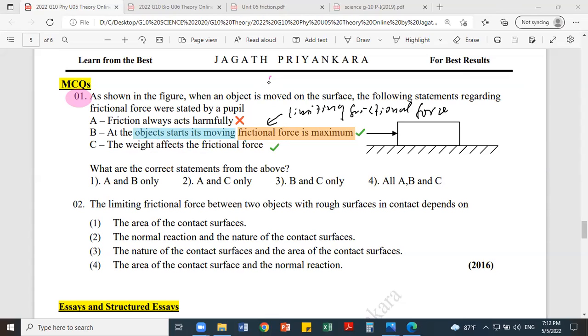Please raise your hand, those who marked the answer B and C before I explained. How many of you got the answer B and C? Yes, please raise your hand. Right, very good, very good.